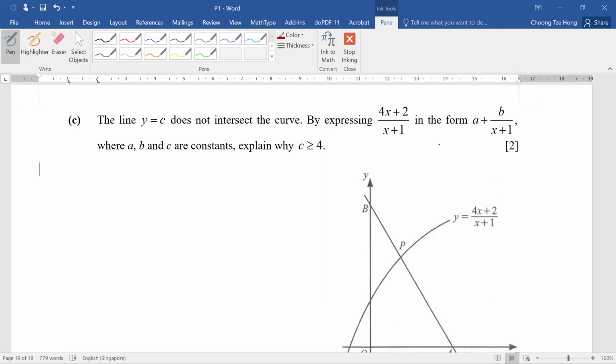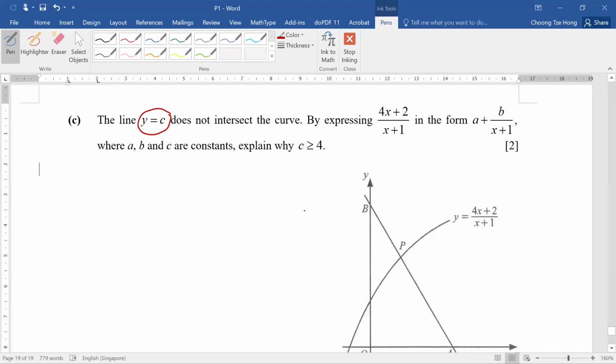Okay, so the line y equals c does not intersect the curve. By expressing (4x + 2) over (x + 1) in the form of a plus b over (x + 1), where a, b, and c are constants, explain why c is greater than or equal to 4. If you recall, the line y equals c is actually a horizontal line. So why must c be greater than or equal to 4 such that the horizontal line does not intersect the curve?